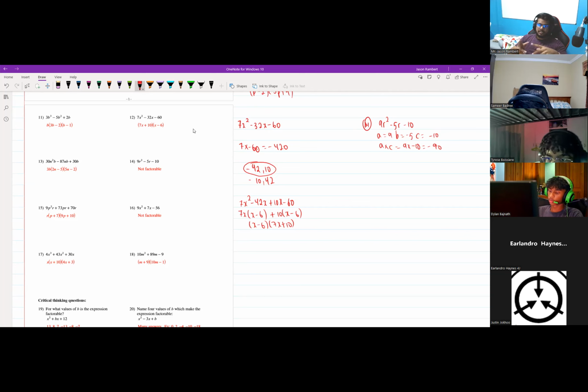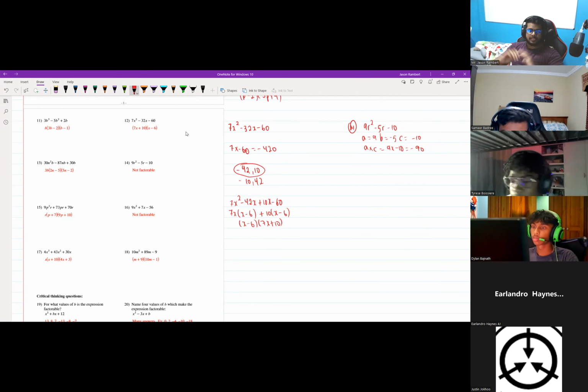Number 17 is the same approach as number 13 and such, where you factor out something first and you get your quadratic. Did you all get m plus 9 into 10m minus 1 for number 18? For me, I switched it, sir. I just put the 10m minus 1 first and the m plus 9 after. That is no problem, right? That is zero problem at all.